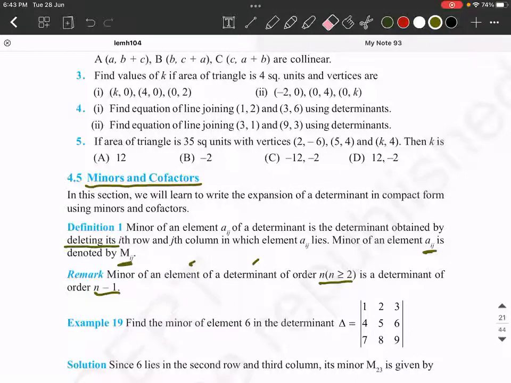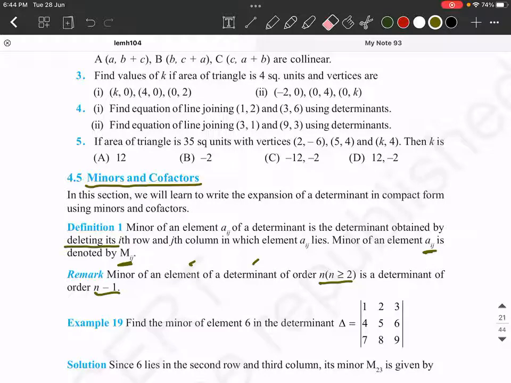So you need to find the minor of all the elements. So elements are 1, 2, 3, 4, 5, 6, 7, 8, 9. So what is the minor of 1? Minor of 1 is 45 minus 48, minus 3, correct. Minor of 2, 36 minus 42, minus 6.